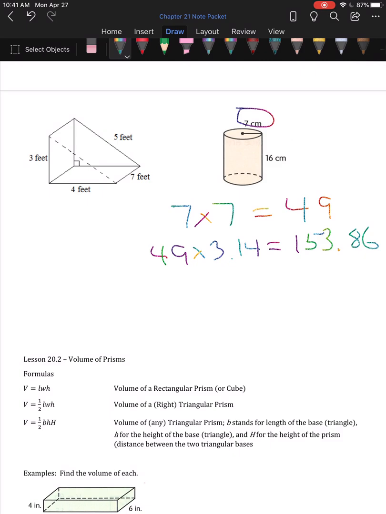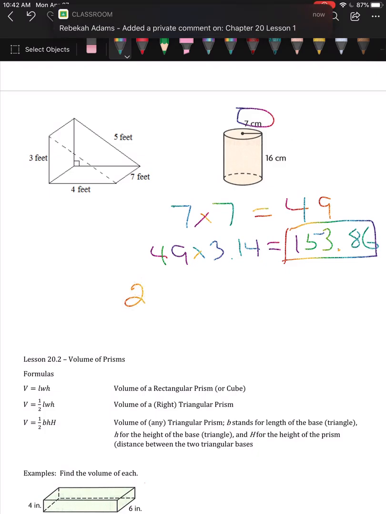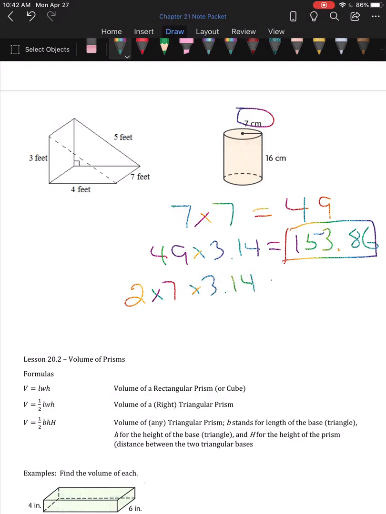Okay, so keep that number. So that is going to be a number we need. So I'm going to box it off so I remember I need it later. Step 4. Double the radius and multiply it by pi. So doubling means multiply by 2, so 2 times 7, and multiply that by pi. So 2 times 7 times pi is 43.96. Okay, this is circumference.